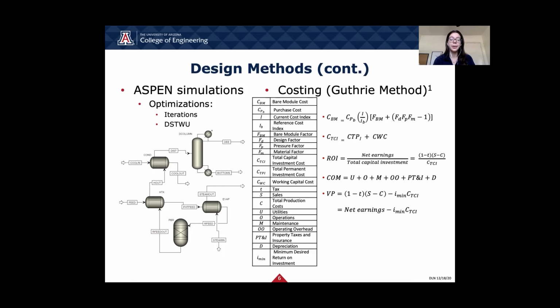Optimizations were done to our process by first iterating the heat exchanger flow rates and also using Aspen's DSTW method to calculate the optimal operating conditions for the column. Once we had sized our equipment and throughput through Aspen, we were then able to cost our process using the Guthrie method, from capital investment to operation costs to depreciation to sales.